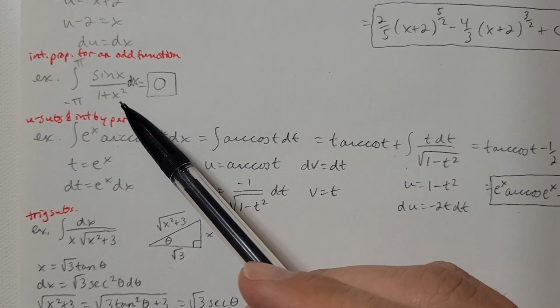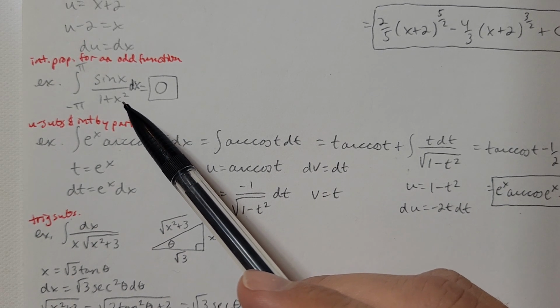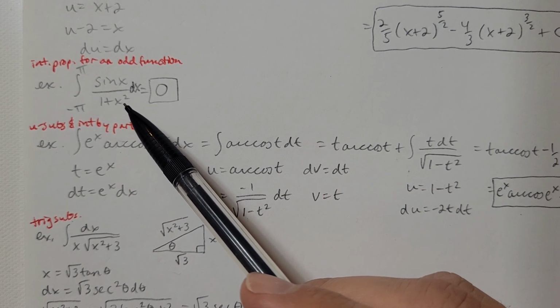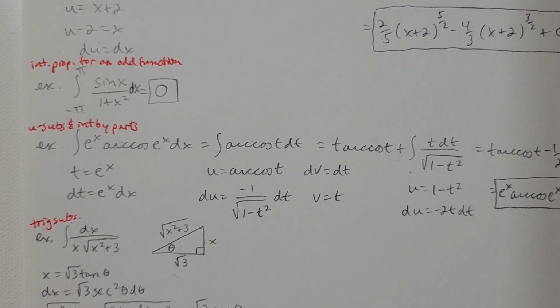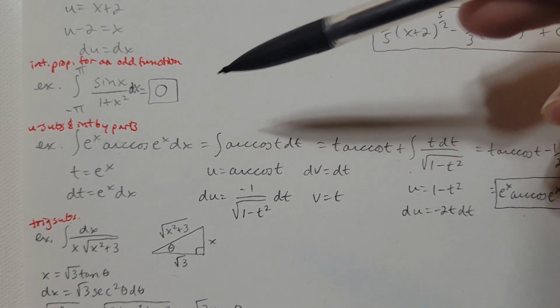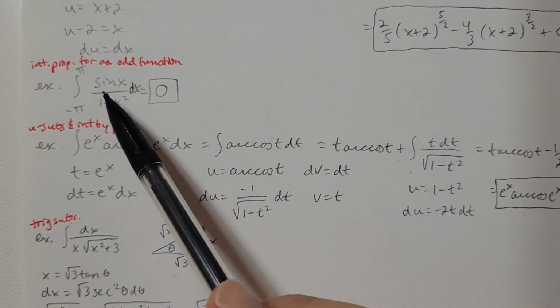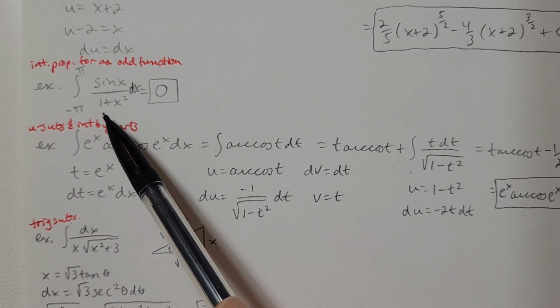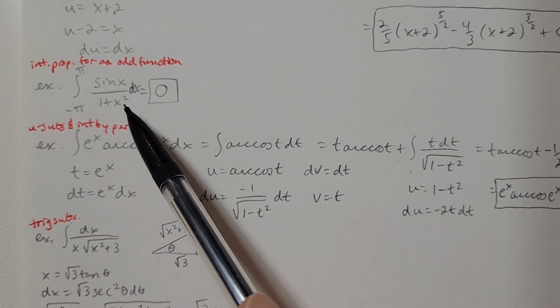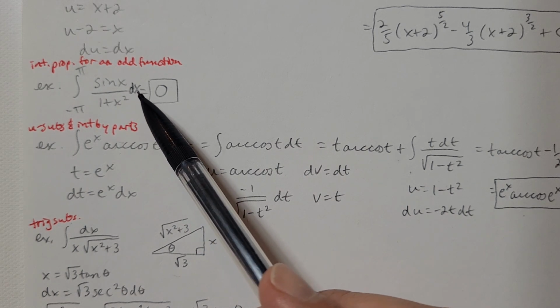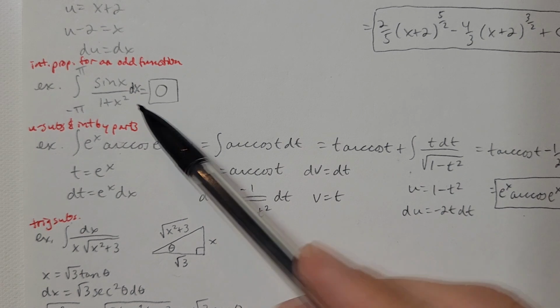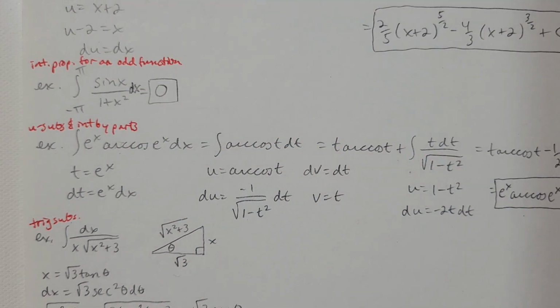And when I replace x with a negative x down here, negative x squared is the same as x squared, right? So when I replace this whole integrand with negative x, I have sine of negative x divided by 1 plus negative x squared. That's the same thing as negative sine x divided by 1 plus x squared. So that's why this is an odd function, because f of negative x is the same thing as negative f of x. The bounds are opposites of each other. So the answer is going to be 0.